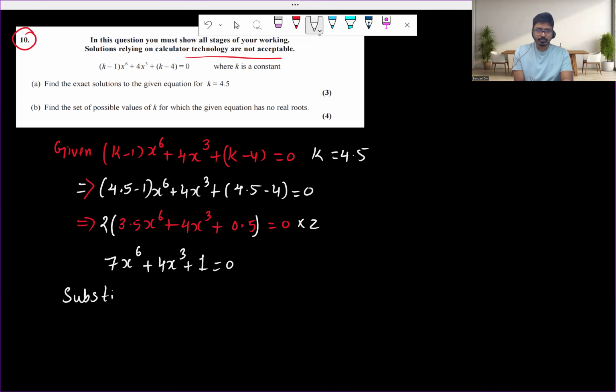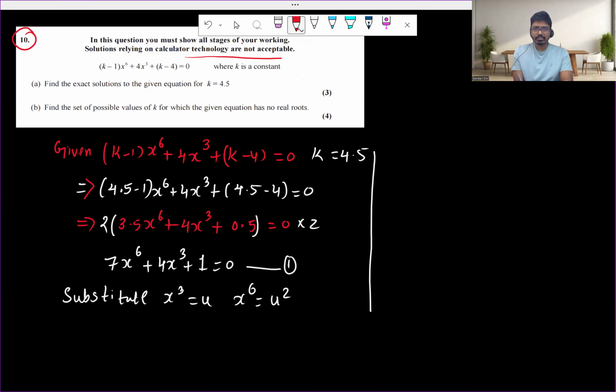Substitute for x cubed. We take x cubed as u, and x raised to 6 as u squared. Then the equation is written as 7u squared plus 4u plus 1 is equivalent to 0. Now it is in the form of a quadratic equation, so we can use the quadratic formula and further solve it.